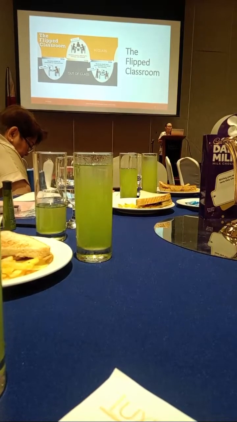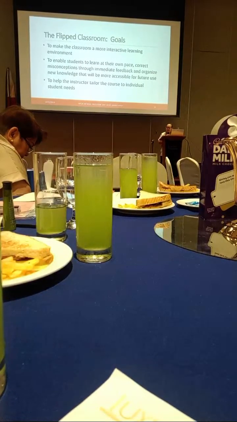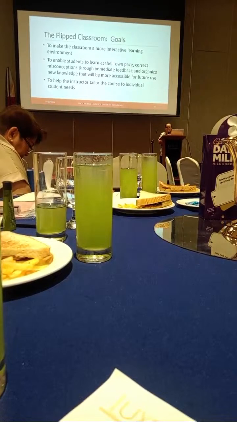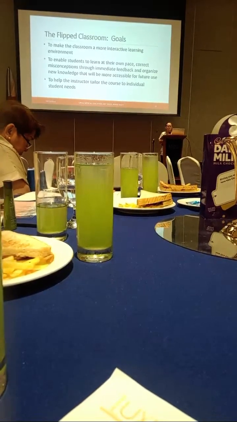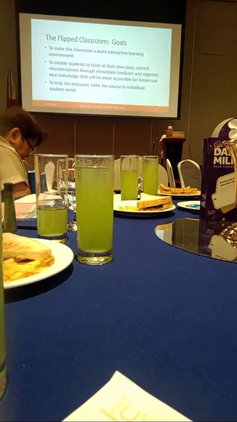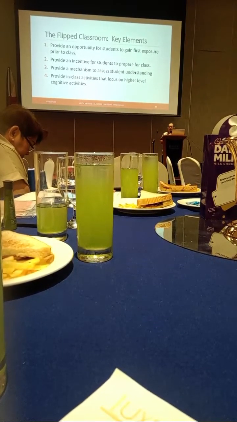Okay, so what are the goals of a flipped classroom? It's to make the classroom a more interactive learning environment. So this is one of the strategies. It enables students to learn at their own pace, correct misconceptions through immediate feedback, and organize new knowledge that they can use in the future. So it helps the instructor tailor the course to individual student needs. So the key elements are as follows. An opportunity for students to gain first exposure prior to class. It's an incentive for students to prepare for the class. What do I notice?